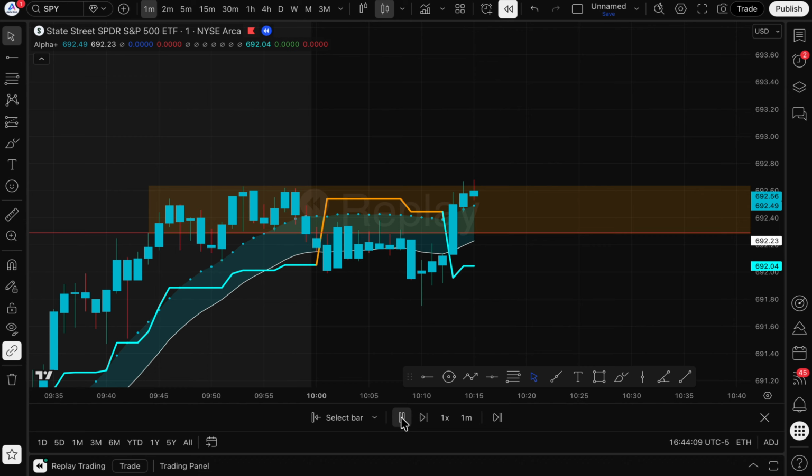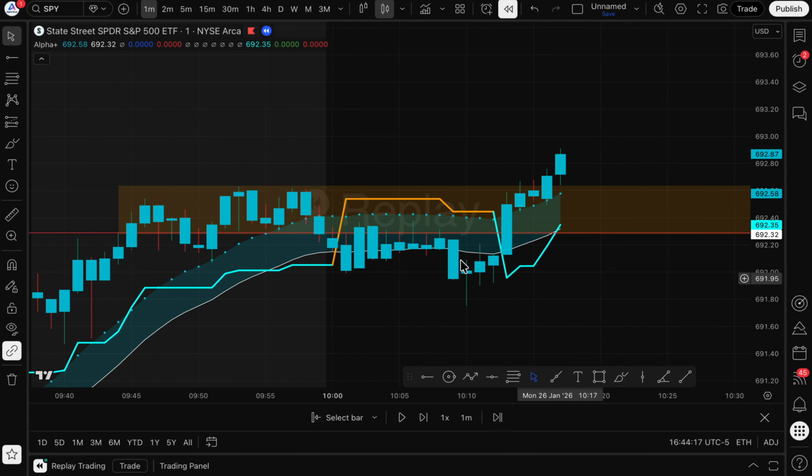Let's see. All right. So I would have entered my trade on candle close right there. My stop loss would have been right there.